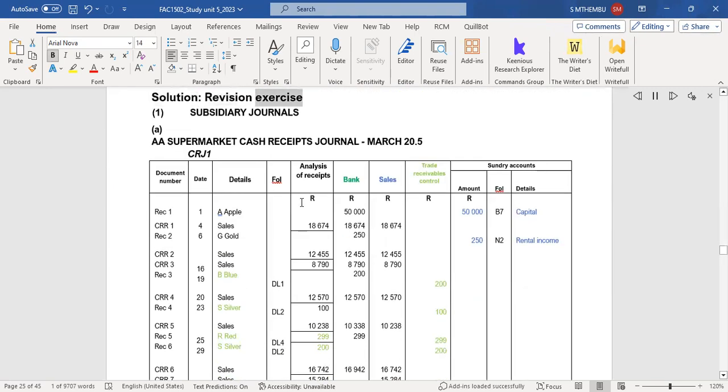Solution, revision exercise. 1. Subsidiary journals. AA Supermarket Cash Receipts Journal, March 20.5 CRJ1.